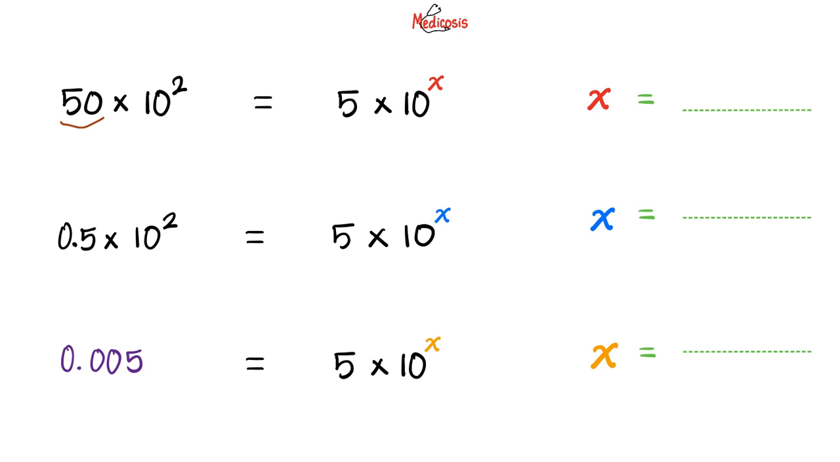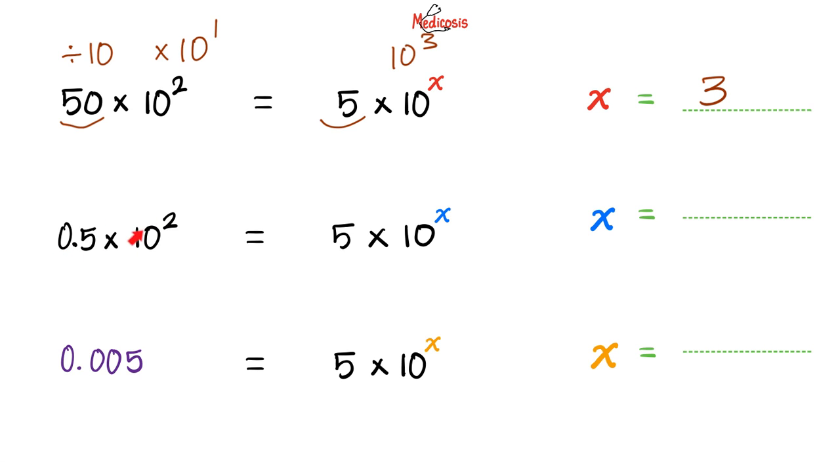Well, here's the thing. Look at the 50 when it became 5. We divided it by 10. If you divide this by 10, you have to multiply that by 10 to compensate for it. So therefore, the 50 became 5 when we divided by 10. This 10 power 2 will become what when you multiply it by 10? You simply add the exponents. It becomes 10 power 3, which means x equals 3.